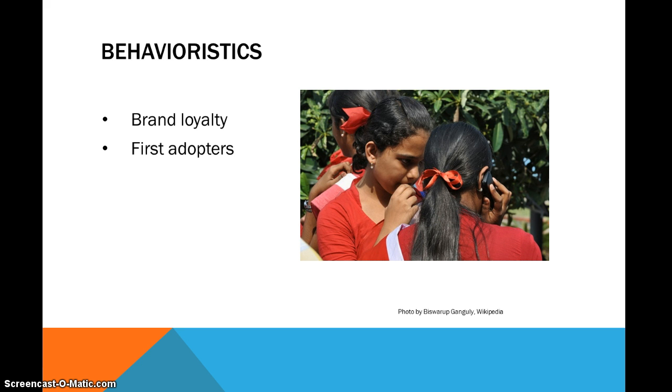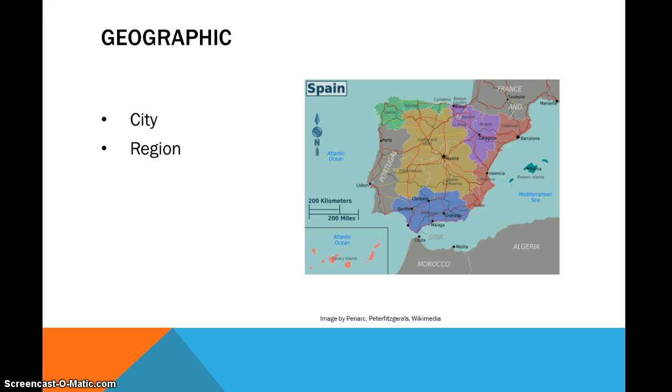Another category, if you will, or subcategory of behavioristics is first adopters. There's a very well-known book out on marketing high-technology products called Crossing the Chasm that says, you know what, it's not that hard to get the early adopters, but the challenge is getting the middle of the market, getting people to cross the chasm. Because people that are first adopters or early adopters, especially of technology, are very different from later adopters. And then last, I want to look at geographic.